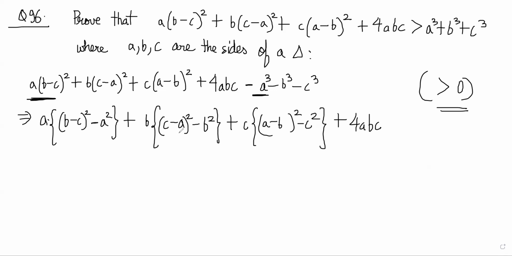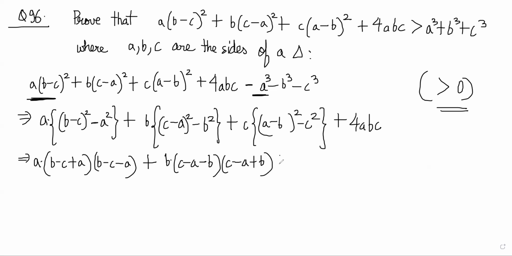Okay. Then this means that this is becoming A times (B minus C) plus A multiplied by (B minus C minus A), plus this becomes B times (C minus A minus B) and (C minus A plus B) and C times A minus (B minus C) and (A minus B plus C) plus 4ABC. Let's think about these terms here.